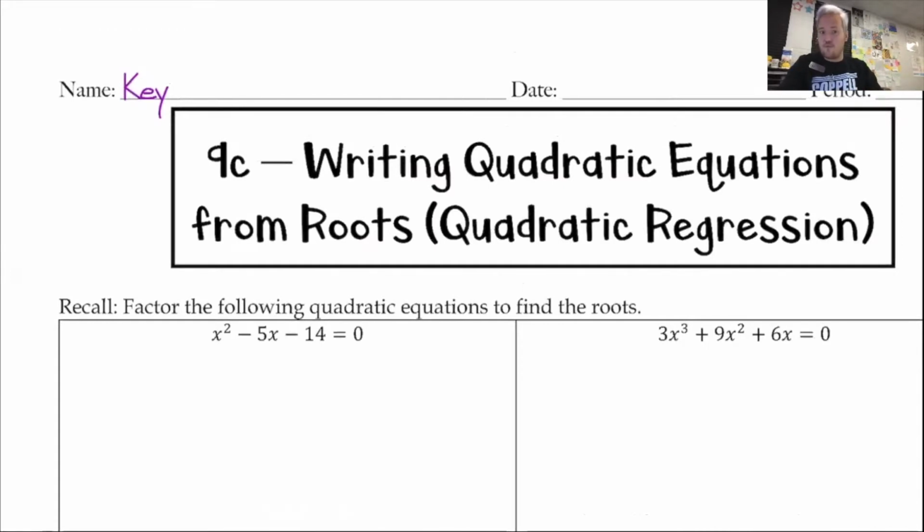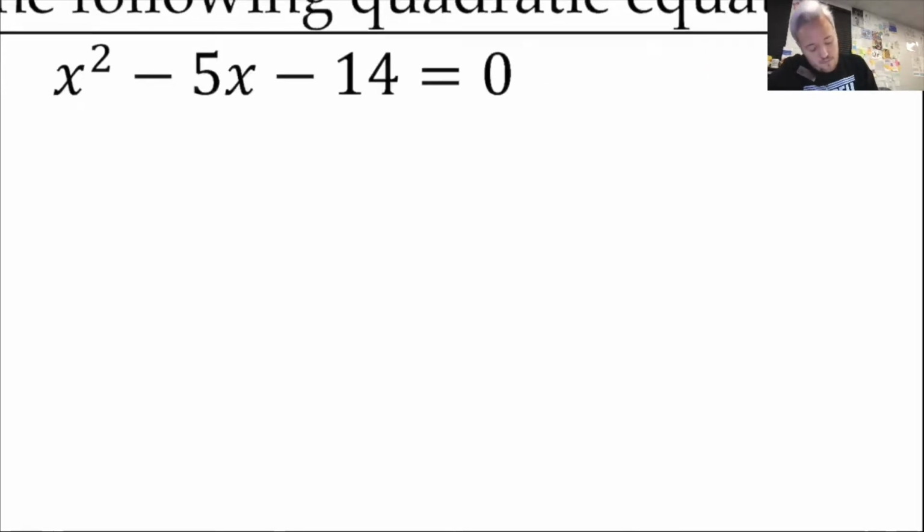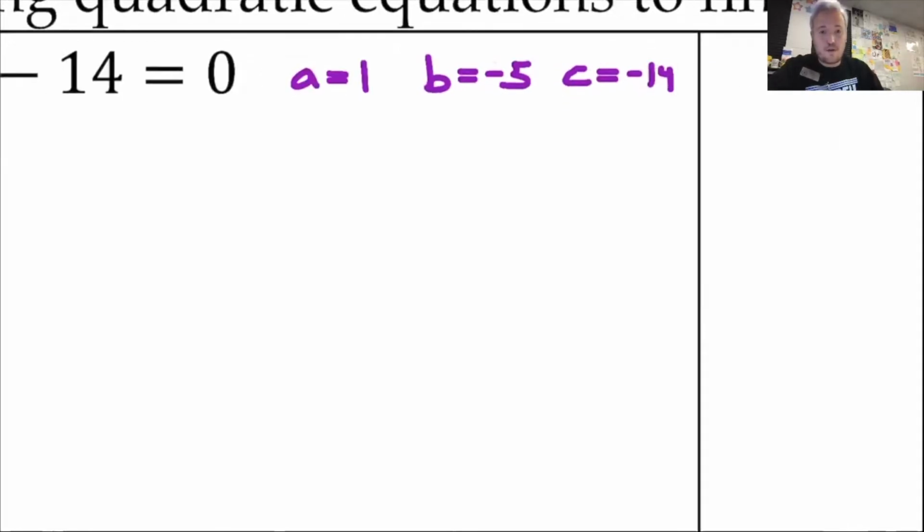So to start off, we're actually going to solve a couple of these problems by factoring. So we have x squared minus 5x minus 14 equals 0. In order to start, we're going to do our ABC method. So your A value is 1. You're going to have a B value of negative 5 and a C value of negative 14. So you're going to start by finding A times C. So we're going to be doing 1 times negative 14, which is going to give you negative 14.